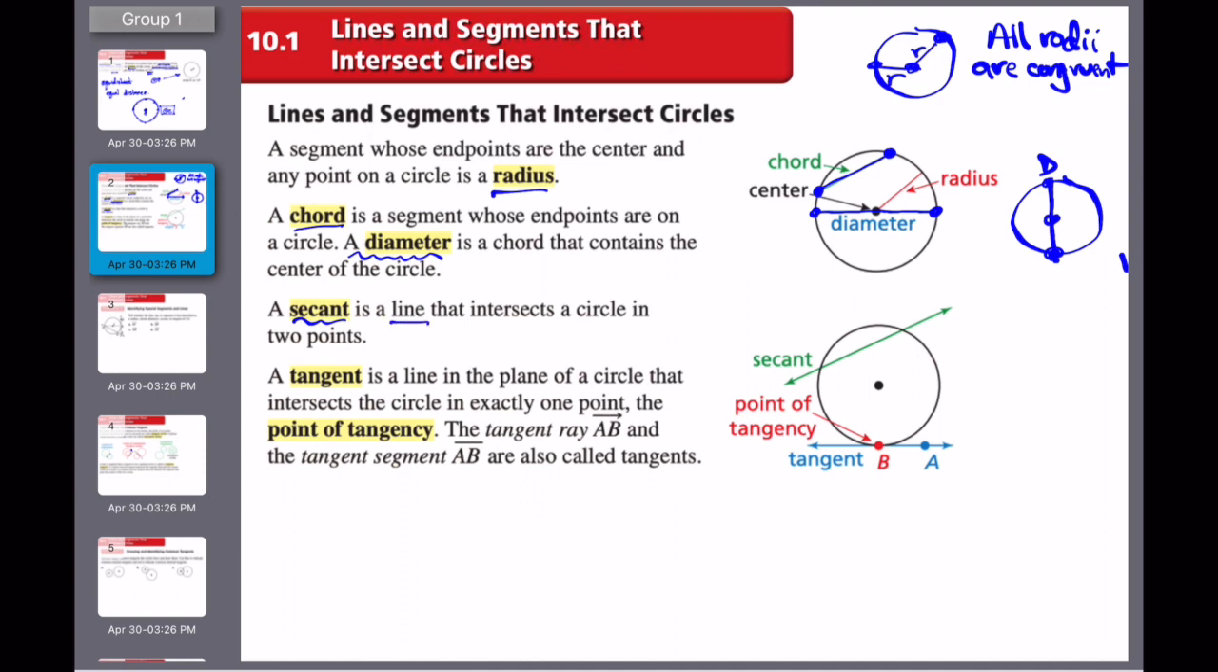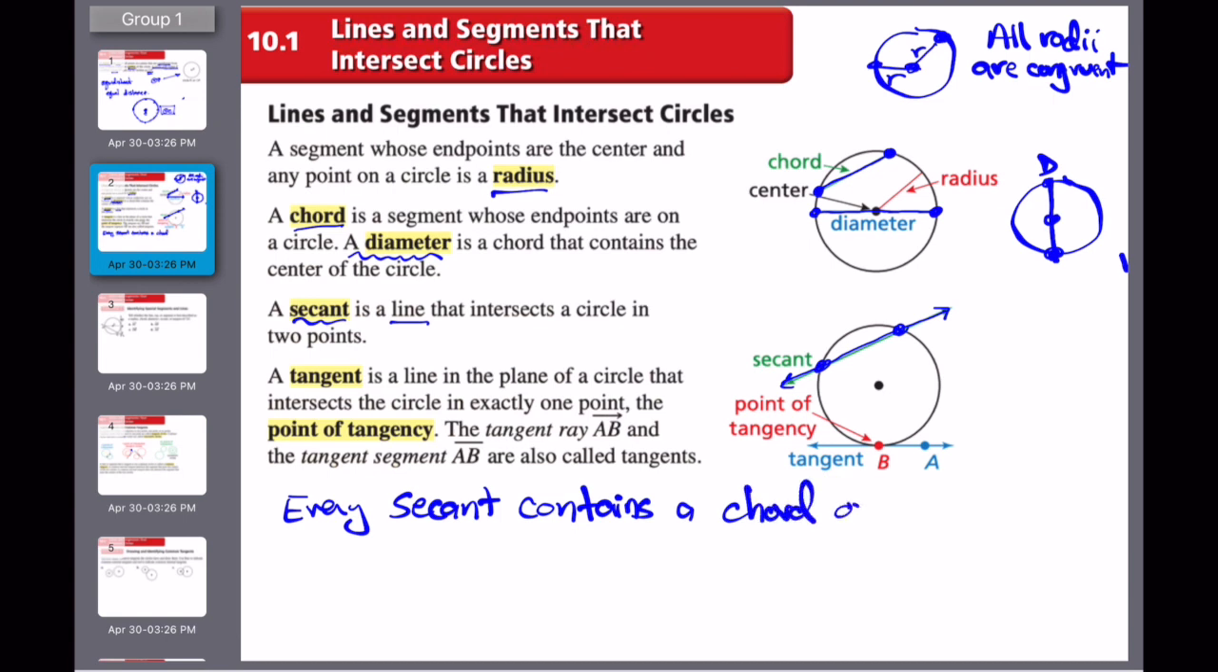Next, we have a line called a secant. Remember, lines are infinite. They have arrowheads on them. So a secant, as its arrowheads, passes through the circle and intersects at two places. So what we could say is that every secant contains a chord of the circle. And we can see right here that just the segment is the chord, but the secant is the line that goes on indefinitely.